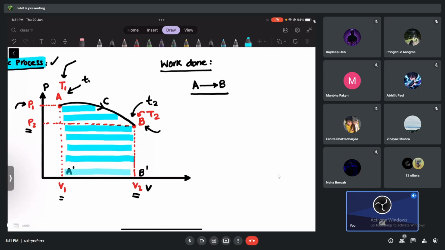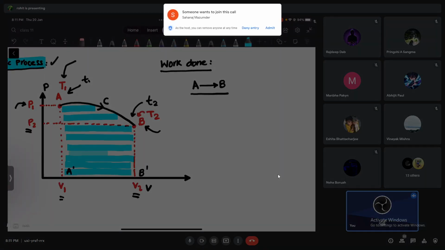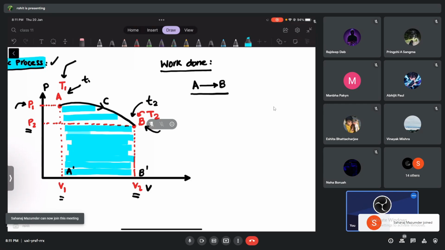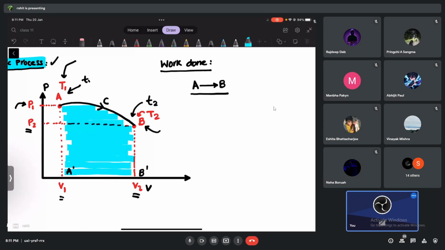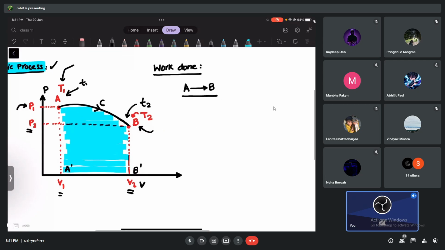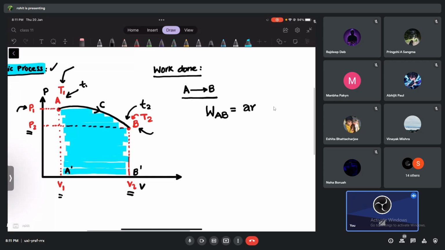Whatever the value of this area is, that represents the amount of work done during this process of the gas going from a state A to a state B. Okay, so I am going to write that down right now. So, work done by the gas during the change from state A to state B equals how much, guys? It is nothing but represented by the area under this graph.